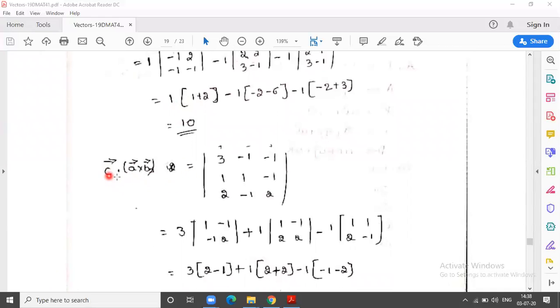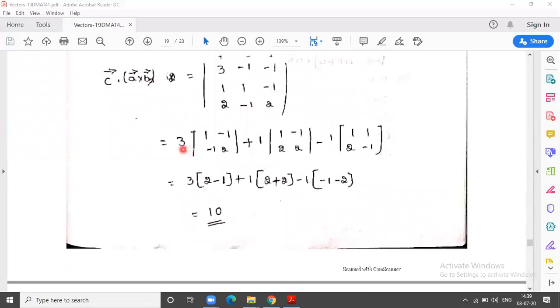Now one more, C dot of A cross B, which will be the triple product of C, A, B. In the first row, you have to note down the components of C. You should not misplace the order; write in the same order: first vector components in the first row, second vector components in the second row, third vector components in the third row. 3, minus 1, minus 1; 1, 1, minus 1; 2, minus 1, 2.